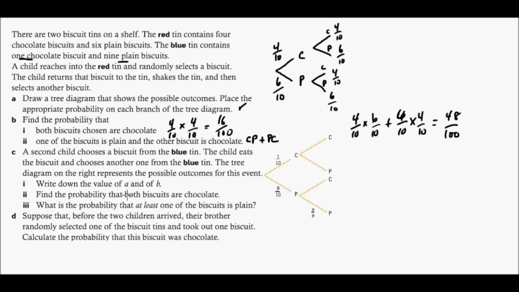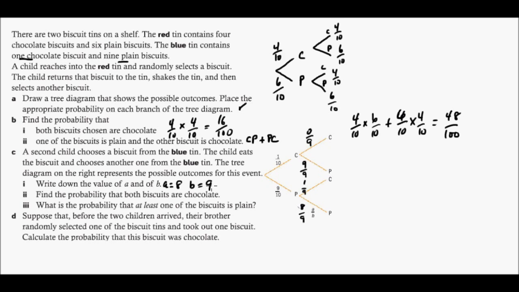So write down the values of A and B. Okay, so let's do this. 1 chocolate, 9 plain. Well, if they eat a chocolate, there's going to be 0 left. There's going to be 0 out of 9. And then this would be 9 out of 9. I just like filling in the whole thing. I think it's easier. If they eat a plain one, it would be 8 out of 9. And then this would be 1 out of 9. So, you know, A equals 8 and B equals 9.